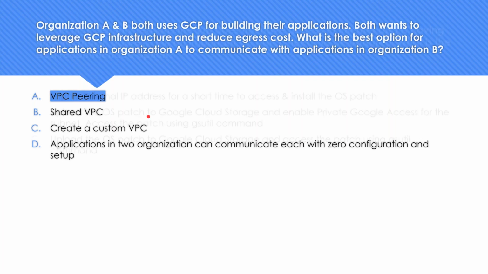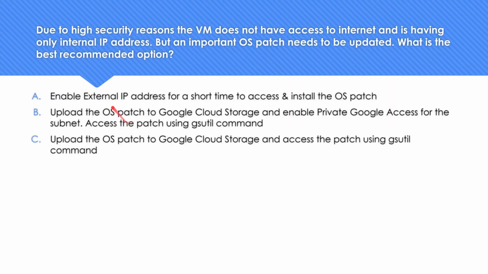Last question. If you can answer it, I'll be really happy, because I got a similar question there. Due to high security reasons, the VM does not have access to the internet and has only an internal IP address, but an important OS patch needs to be updated. It's just one virtual machine, and due to high security they have not even provided an external IP address. We know if you don't have an external IP address, you cannot do apt sudo update and do all the necessary updates to patch the OS. What is the best recommended option?